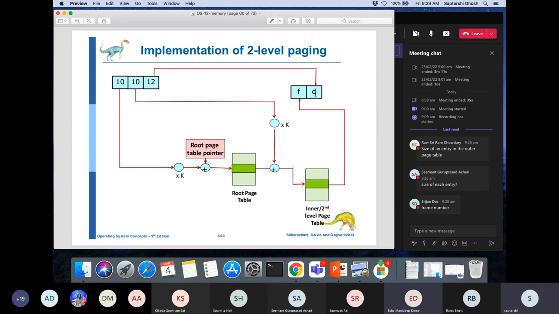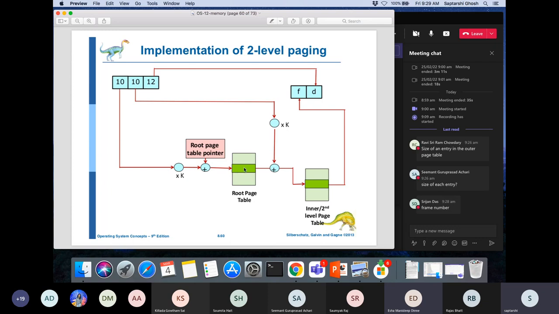Right, so there is a symmetry here. We are accessing 3 pages, you might think: the root page table, the inner page table, and the data page. For each of these, we need 2 things. One is the starting address, the other is the offset within the page. In case of the root page table, the starting address is in a register called root page table pointer. And the offset is the first part of the address. So we multiply that by k and we get a particular entry of that root page table.